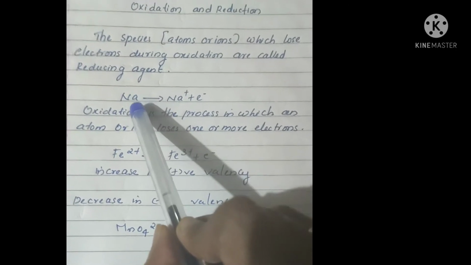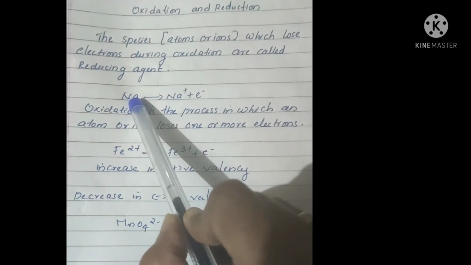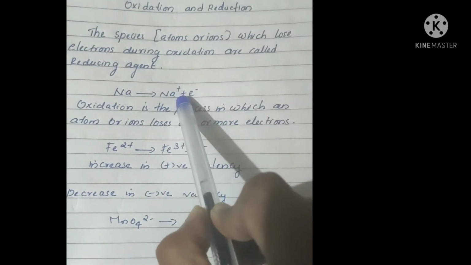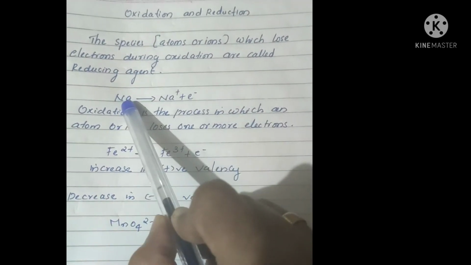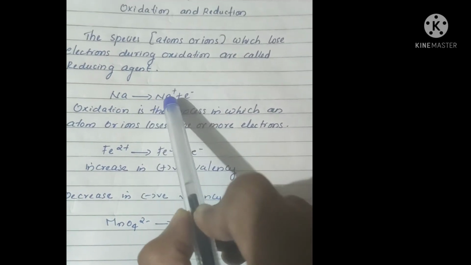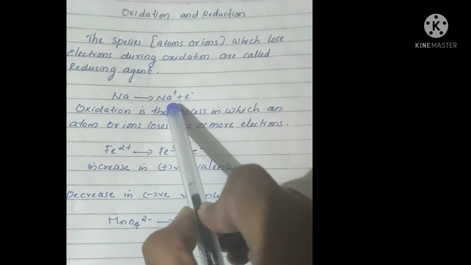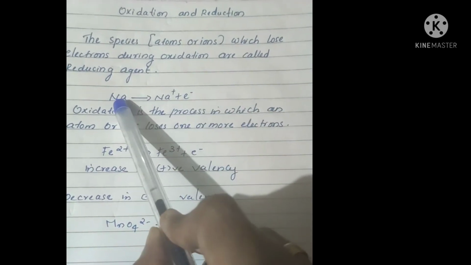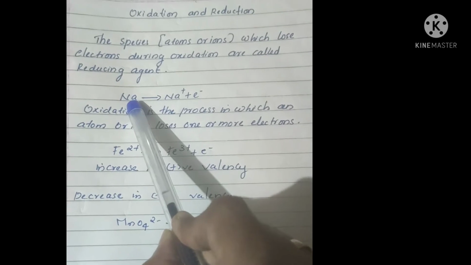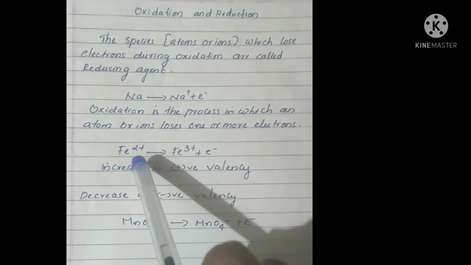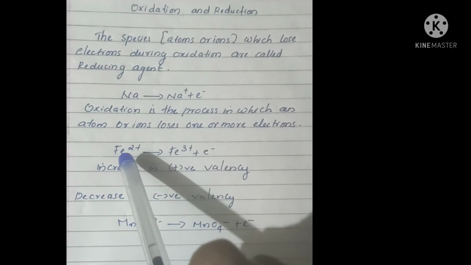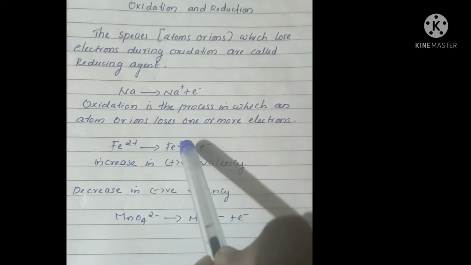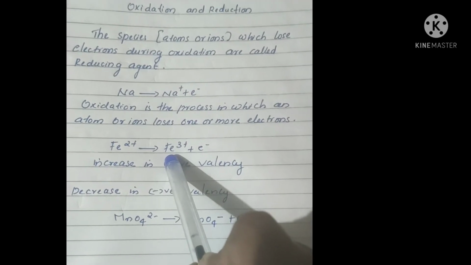Let us look at an example. Sodium undergoes oxidation. It loses one electron. Sodium on oxidation gives Na+ by losing an electron. Then sodium here is the reducing agent. Another example is iron. Fe2+ on oxidation loses an electron and becomes Fe3+ ion.